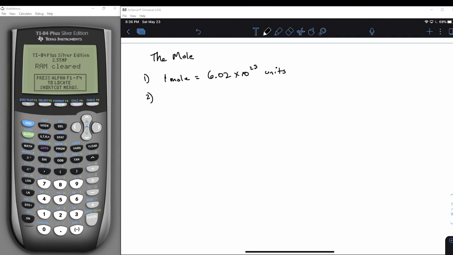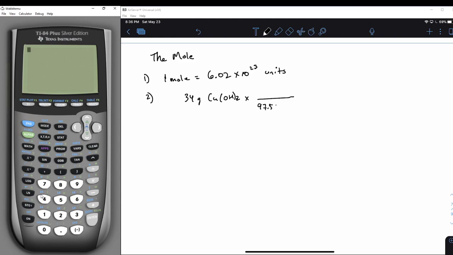And so with this, I'm going to do a few of them with factor label and a few of them with proportion method to make sure that we are seeing both ways to do these types of problems. So for number 2, we start with 34 grams of Cu(OH)2, and we'll do this as factor label. And so what we want to do here is just convert to moles. And when we convert to moles, what we use is the molar mass, which is the mass in grams based on the periodic table for Cu(OH)2.